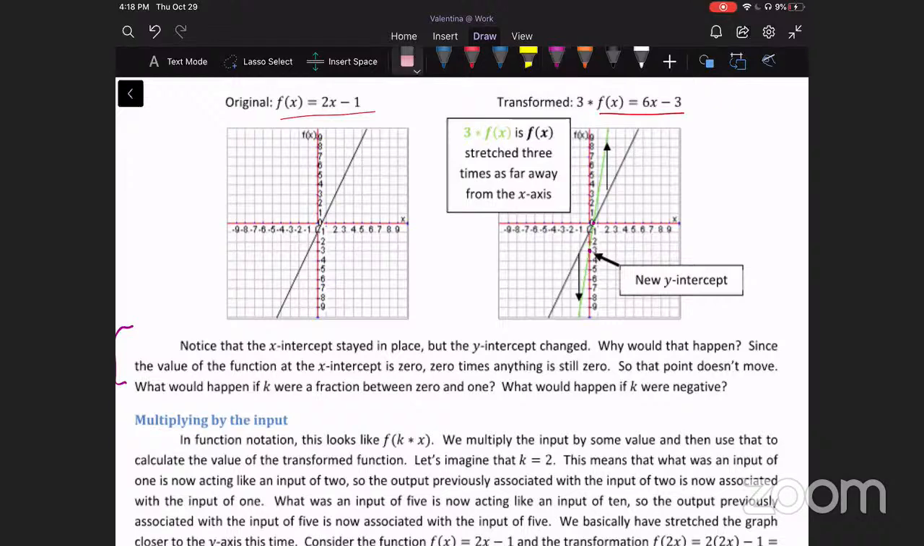What we did was we're going further away from the x-axis. Do you see how here it's pretty close, and here it's further away from the x-axis? So that's called stretching it away. So we're stretching away from the x-axis.